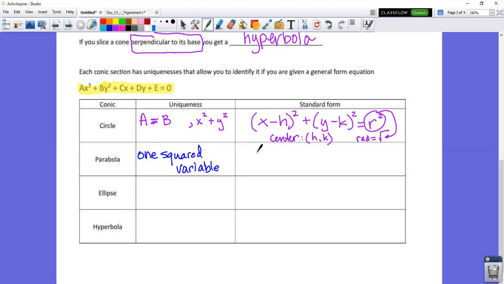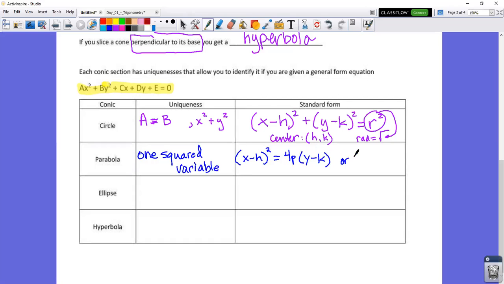And there's a very strange standard form. So if the x is squared, x minus h squared, then the y value has a factored thing in front of it. Just like this: x minus h squared equals 4p. We'll talk about what p is in a little bit, but 4p times y minus k, just y minus k, no square. Notice only one variable is squared.